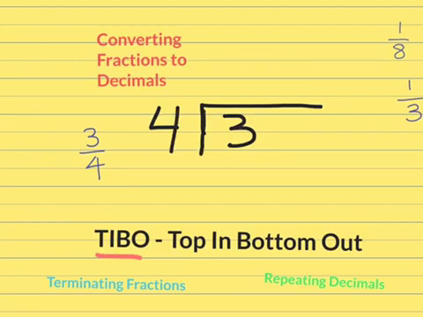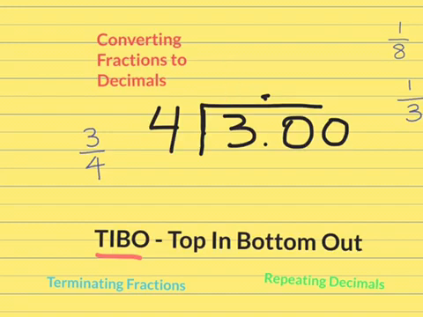Also, when I start my division, I can see that 4 cannot go into 3. So I need to actually add a decimal and bring my decimal up. And then I can add as many zeros as I'd like. So now we can start our division. So 4, how many times does 4 go into 3? Well, 0. We don't have to put the 0 there, but we could.